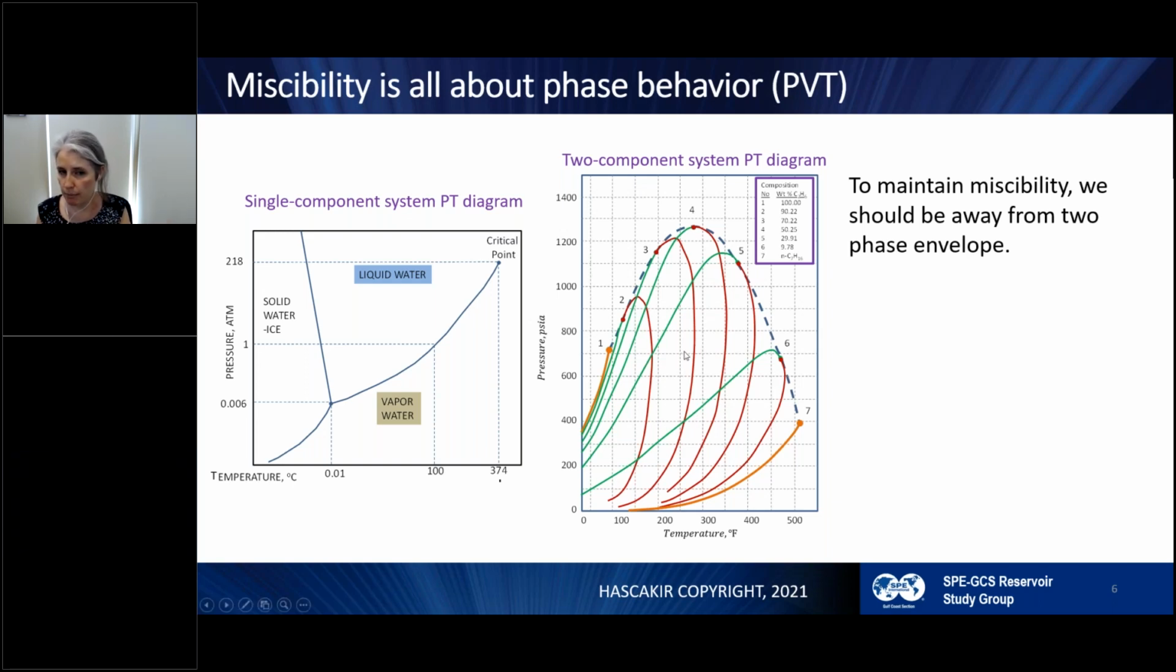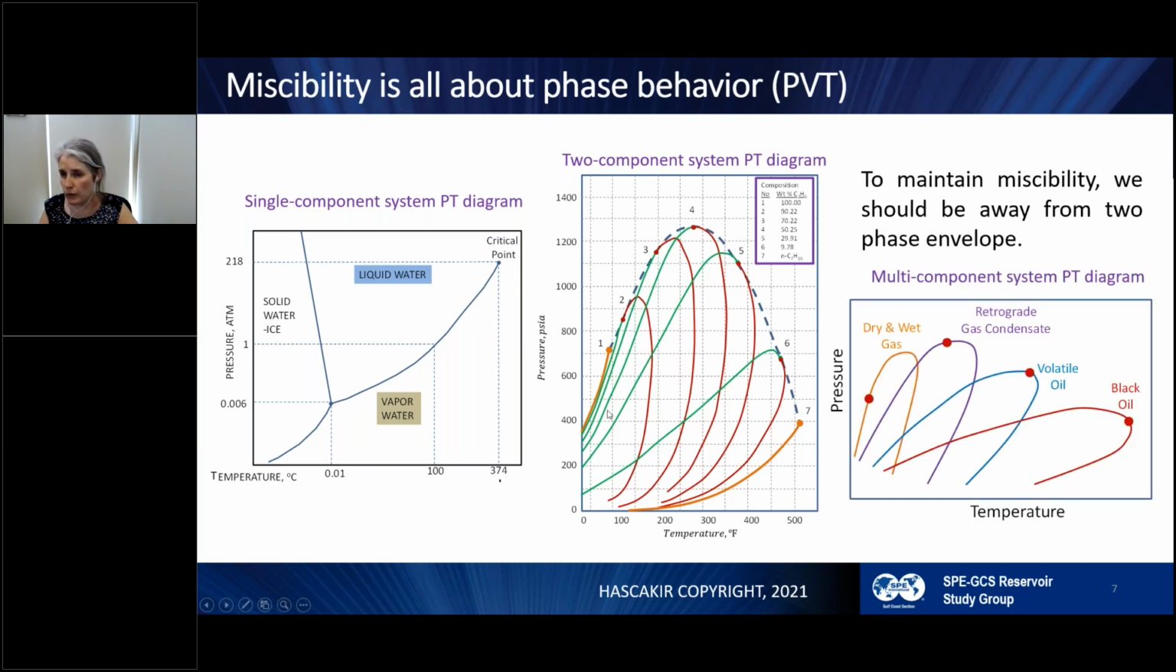If the reservoir pressure and temperature, if this is my reservoir, if the reservoir pressure and temperature fall into this region, then I will have a liquid system. If it is falling into this region, then I will have a vapor reservoir, and these will maintain the miscibility. But if I'm falling into the phase envelope region, then I would not maintain 100% miscibility. So if I would like to have miscibility for this system, I should avoid staying inside the phase envelope in terms of pressure and temperature in the reservoir. So I need to increase the temperature, or I need to increase the pressure of the reservoir to be away from this zone to maintain miscibility.